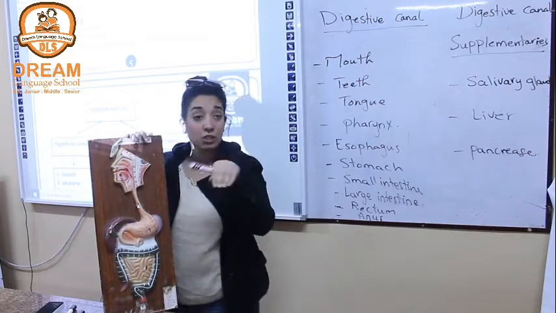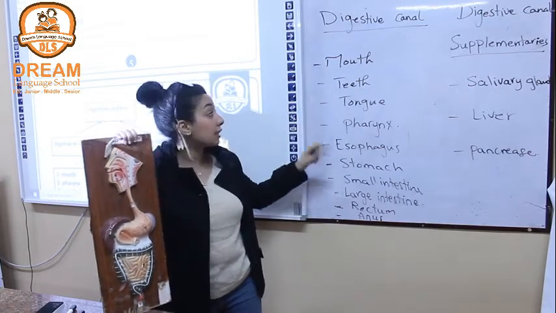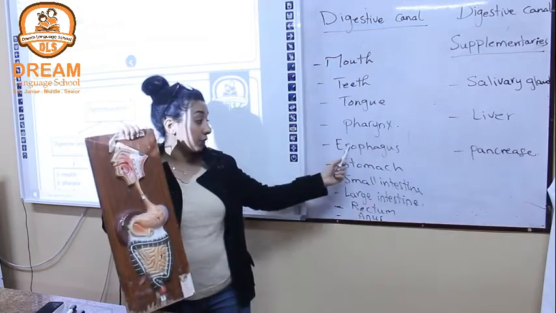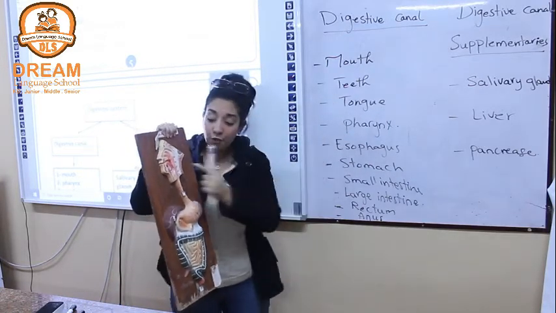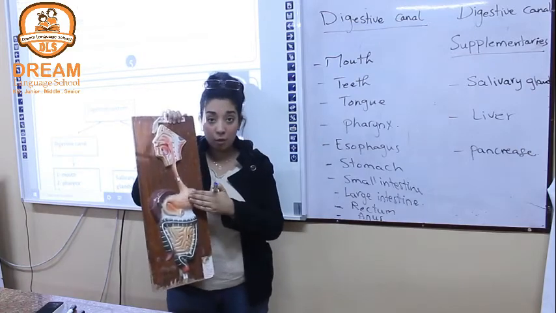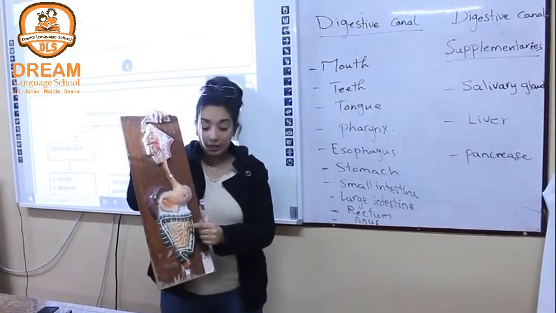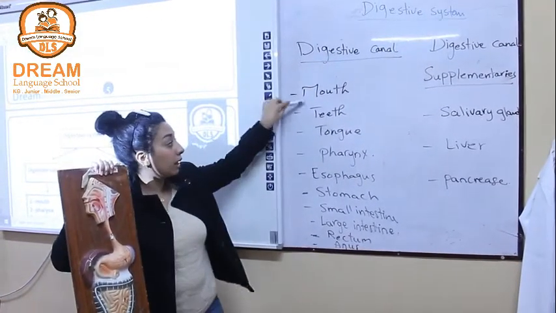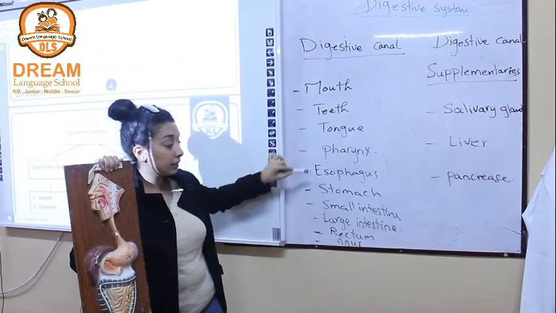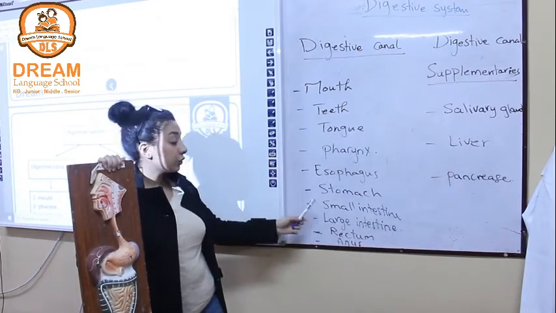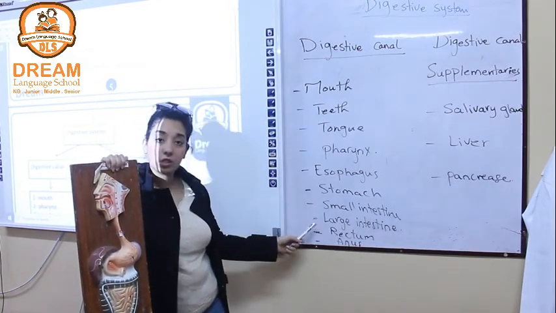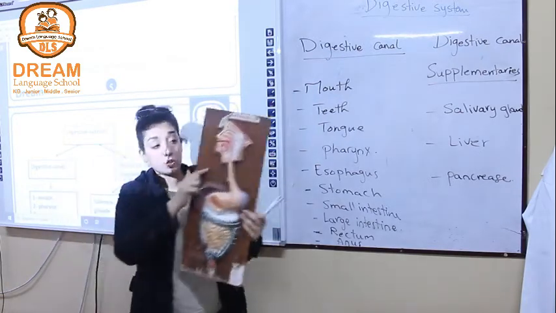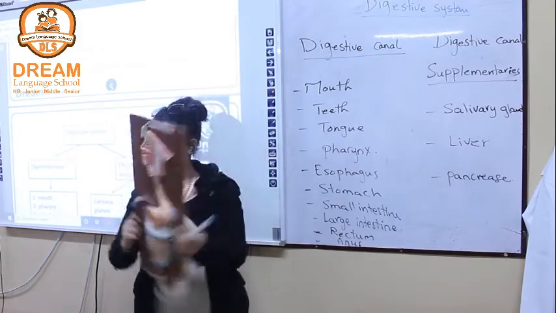The way has stations. So what are these stations? Mouth, teeth, tongue, pharynx, esophagus, stomach, small intestine, large intestine, rectum, anus. Okay, so the food now is moving along the path, in its journey.